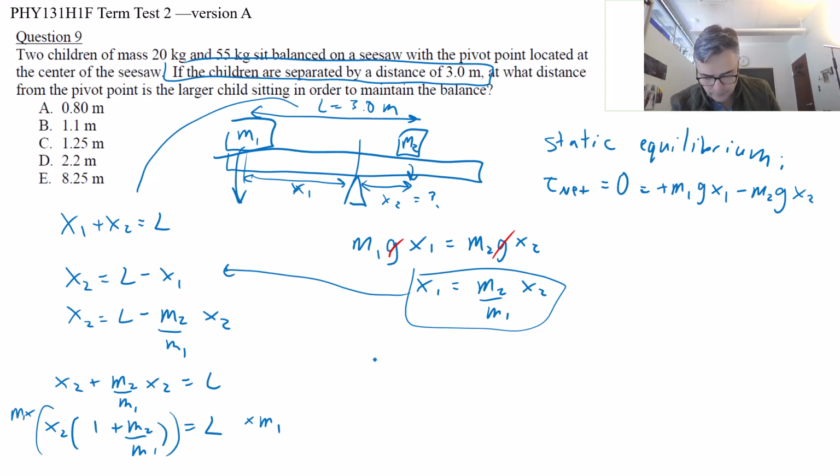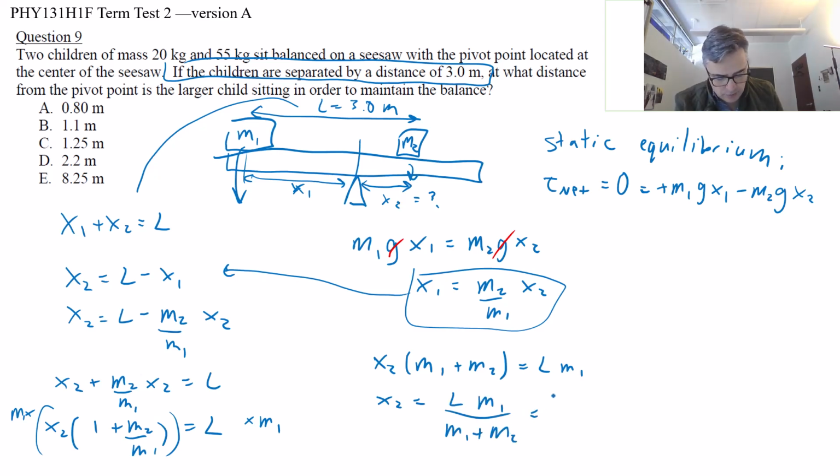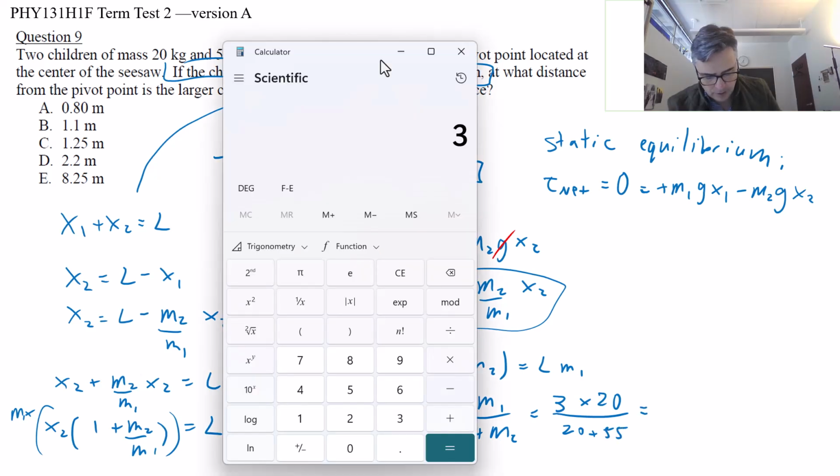I've got X2 times (M1 plus M2) equals L times M1. So X2 equals L times M1 divided by (M1 plus M2). So it's 3 meters times the 20 kilograms divided by 20 plus 55. 3 times 20 divided by, I guess it's going to be 75 total, 0.8.